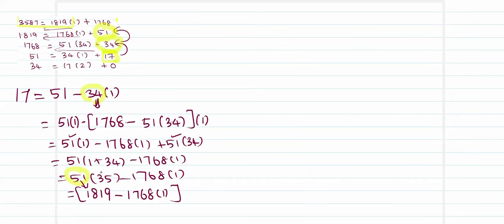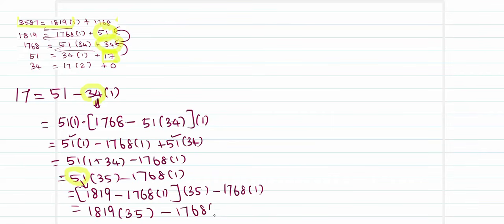But what is the factor which is left out to the side? 35. This is the quantity which we must not forget to multiply with. Okay, 1768 times 1. So this expression now becomes 1819 times 1 into 35. So 35 minus 1768 times 1 into 35 is 35 minus 1768 times 1.